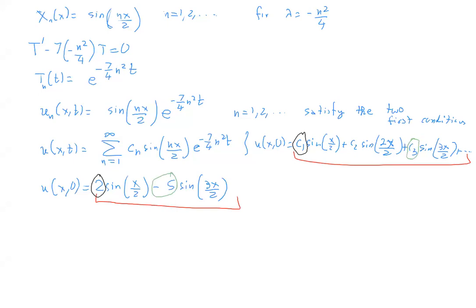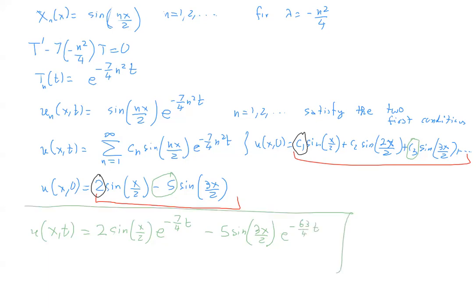So eventually our solution is going to be, now we can write it down, u of x comma t is going to be 2 sine of x over 2. Don't forget now the t term. So for n equals 1, that's going to give you e to the -7/4 t, minus 5 sine of 3x over 2 times e to the, for n equals 3, 7 times 9 is 63, so minus 63 over 4 times t. And that's the full solution of our problem.